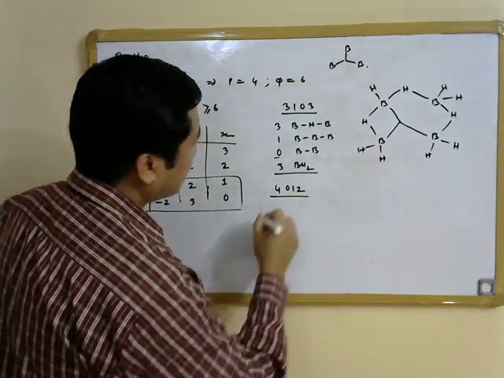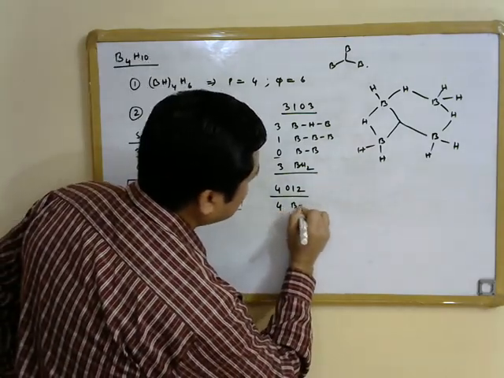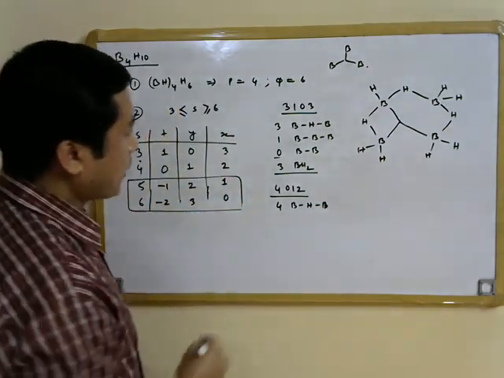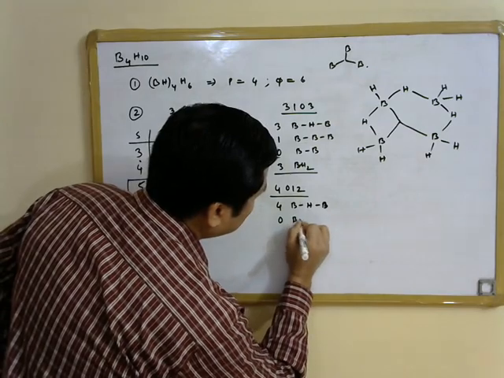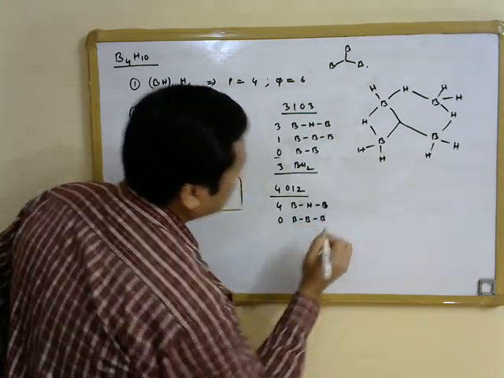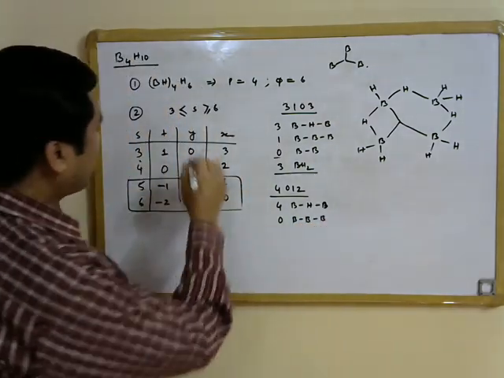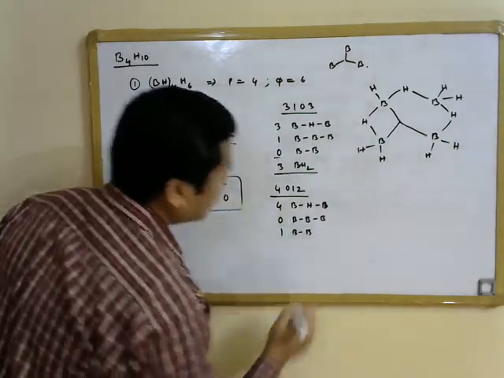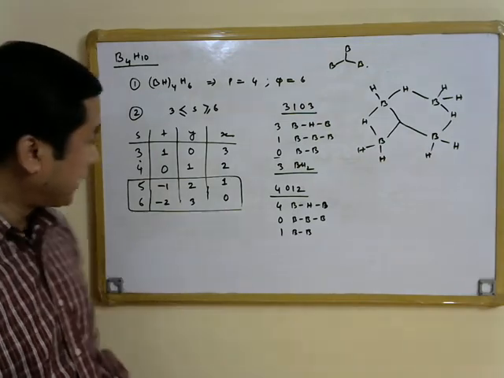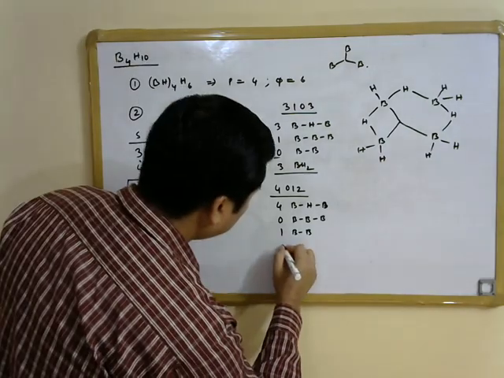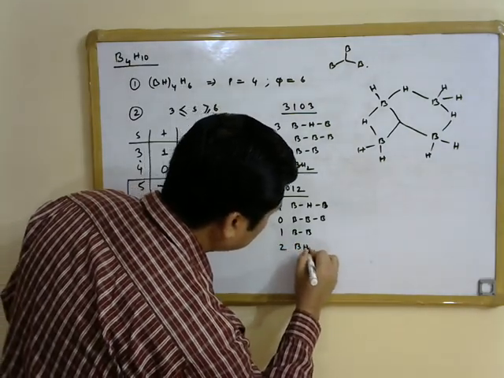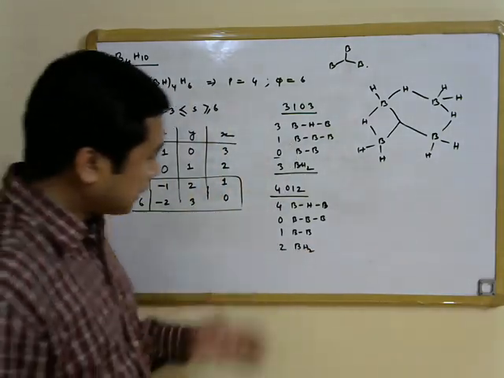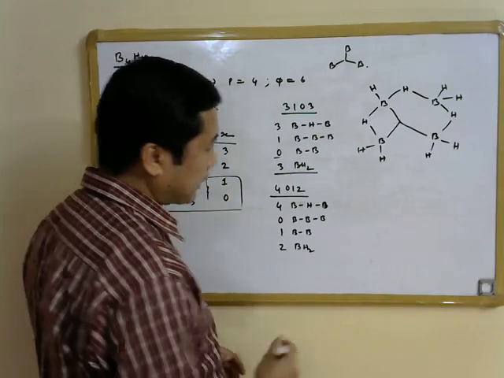So when we have 4012, there are 4 BHB 3-centered 2-electron bonds, no BBB 3-centered 2-electron bonds, then one 2-centered 2-electron BB linkage, and 2 BH2 groups. So let us try to draw a structure for having these many different types of linkages here.